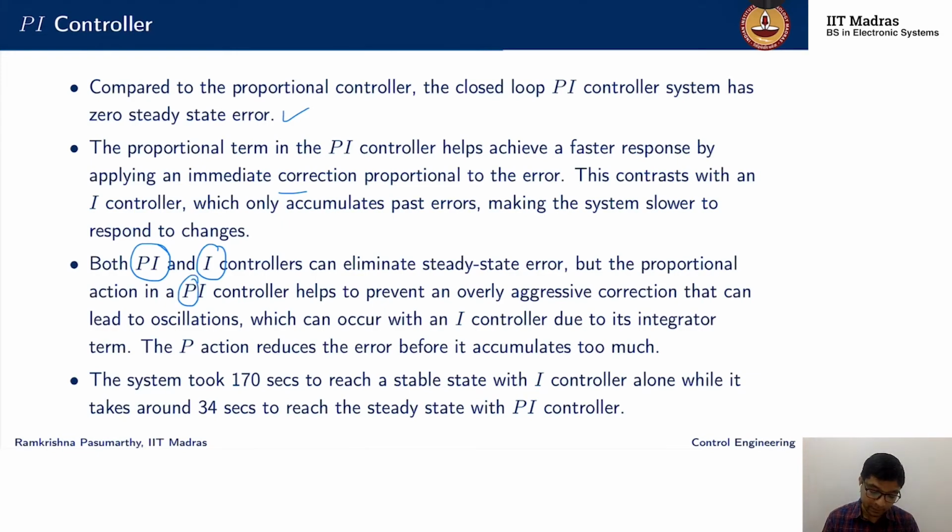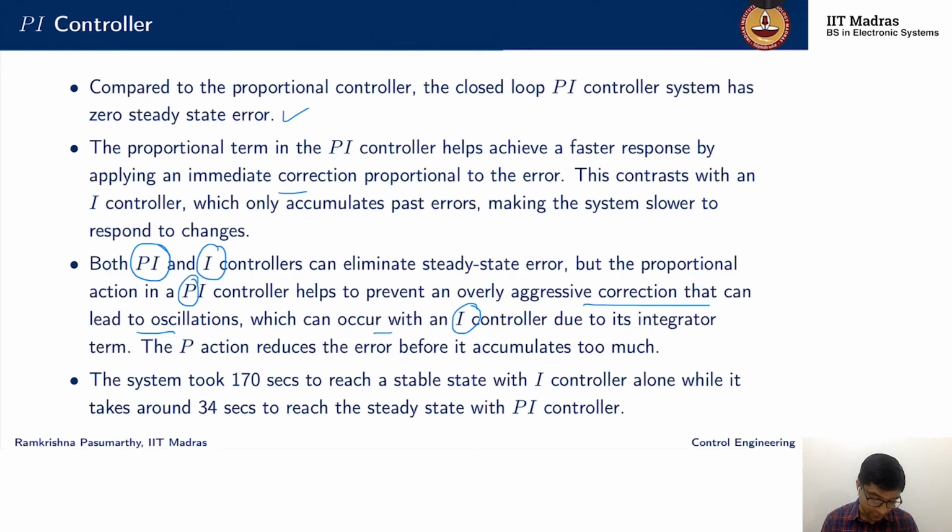So while both PI and purely integral control can eliminate steady state error, the proportional action in the PI helps to prevent an overly aggressive correction that can lead to oscillations, which can occur with purely integral control due to its integral term. The P action reduces this error before it accumulates too much. You can see this with the help of simulations.